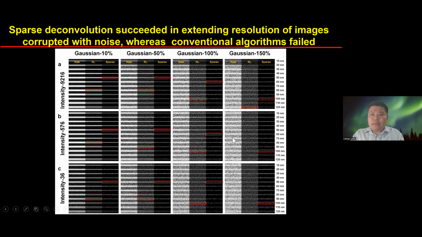And with the new methodology, we can show that for the simulated results for the paired line, previously, for example, with RL deconvolution, we can only resolve up to 100 nanometers, already with a lot of artifacts. But with sparse deconvolution, we can resolve like 60 nanometers, okay? But people may say, okay, this is your simulation. You can do whatever on your simulation.